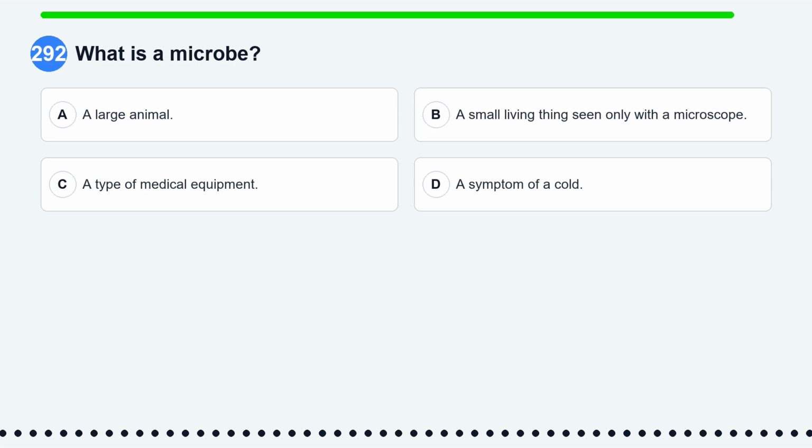Question 292. What is a microbe? Option A, a large animal. Option B, a small living thing seen only with a microscope.